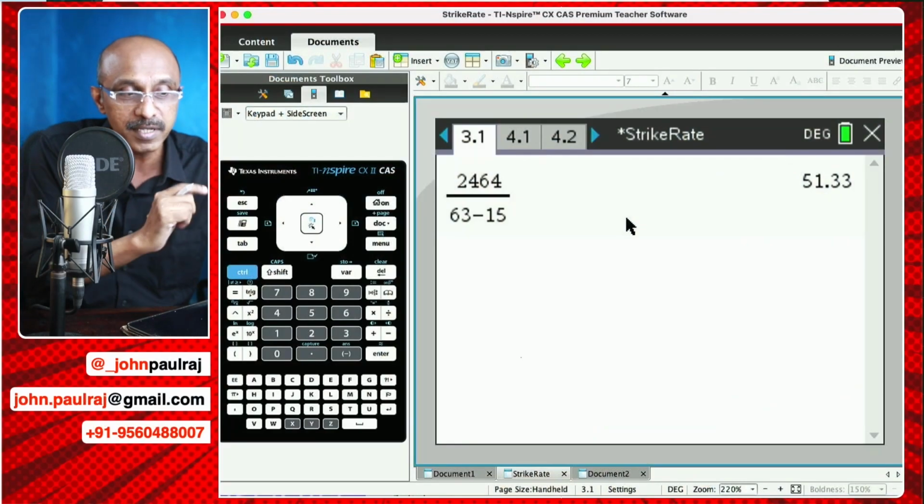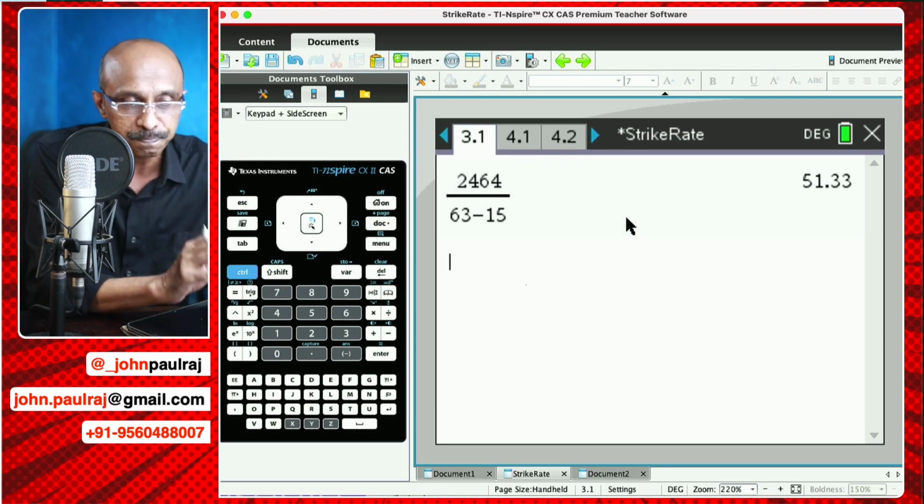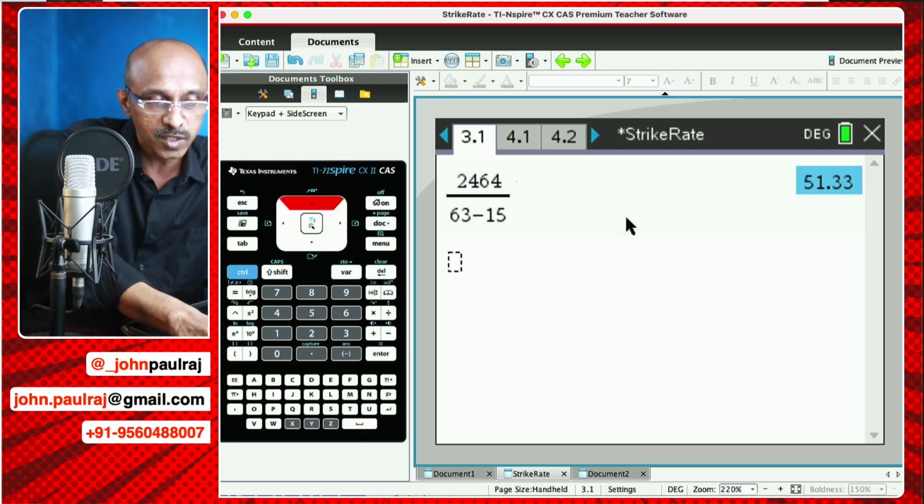There's something else I missed. If any player wants to improve their batting average, what's going to happen in numbers? We know that if the denominator is going to be smaller, your value of that fraction is going to be greater. So how are we going to make the denominator smaller?